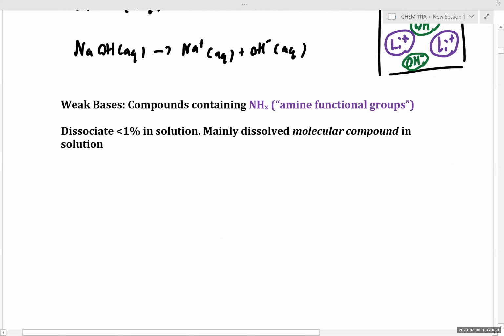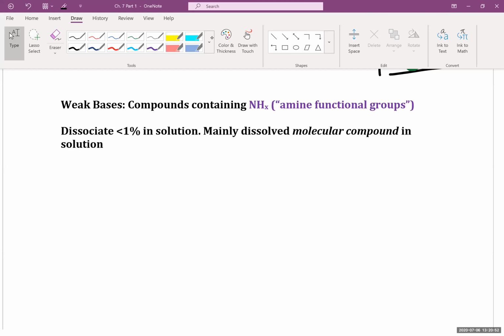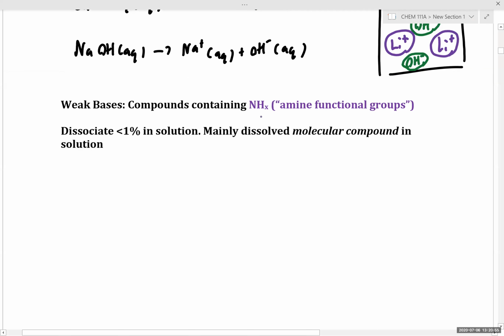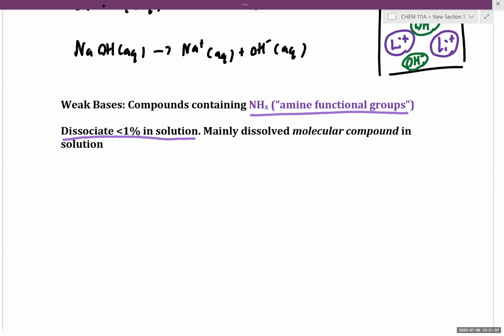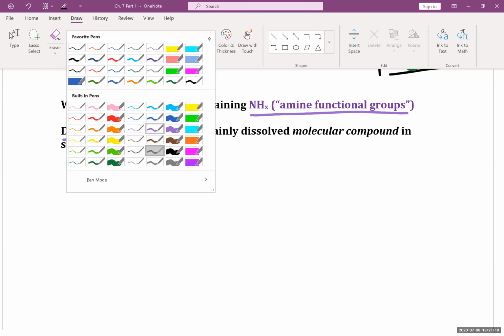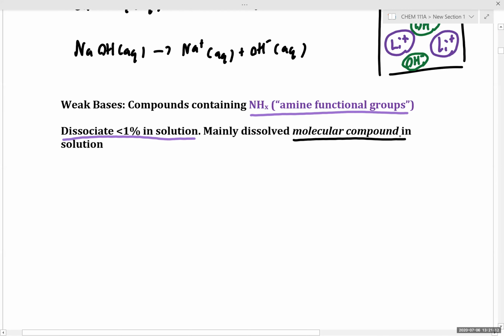Now, weak bases are compounds containing NHx, which we call amine functional groups. These are the majority of weak bases that you'll see. Weak bases dissociate less than 1% in solution. The key feature for weak bases is that they're mainly dissolved molecular compound in solution. One example of a weak base would be methylamine, which is CH3NH2 aqueous.